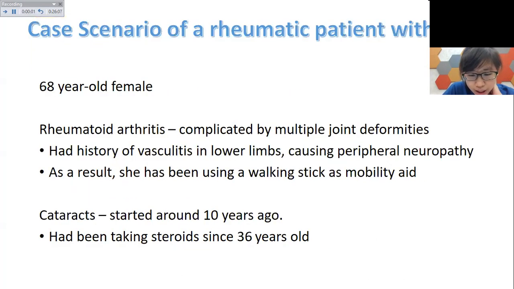Now I will hand over the time to Dr. Tan to go through the case scenario of a rheumatic patient with a fall.